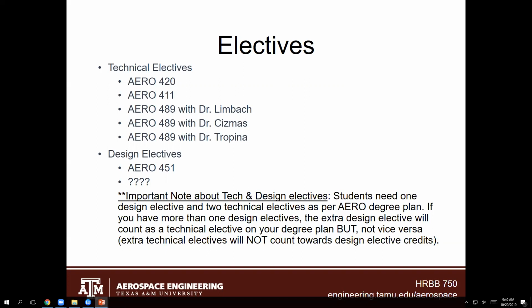Okay, one thing that you need to know about design and tech electives is you are required to take one design elective, okay, and 2 tech electives. If you take 2 design electives, one of those design electives becomes a tech elective. But you can't take 3 tech electives and expect one to become a design elective, okay? It only goes one way. It's not a two-way street on that. Any questions about that? Okay.